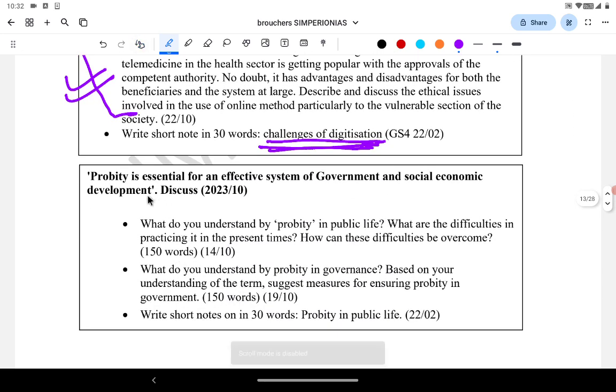Let's take this particular question on probity. Probity is essential for an effective system of government and socio-economic development. It's a 2023 question. They have asked probity related questions 3 times.